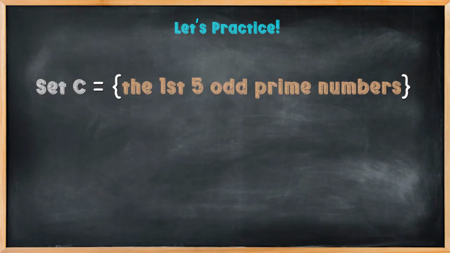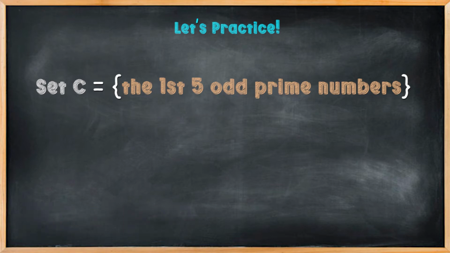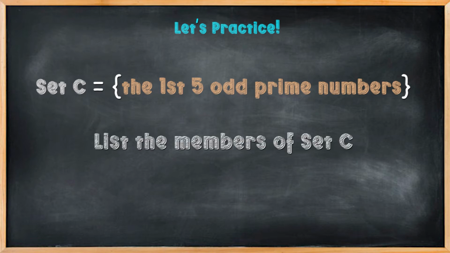Let's practice. Set C equals the first 5 odd prime numbers. List the members of set C.